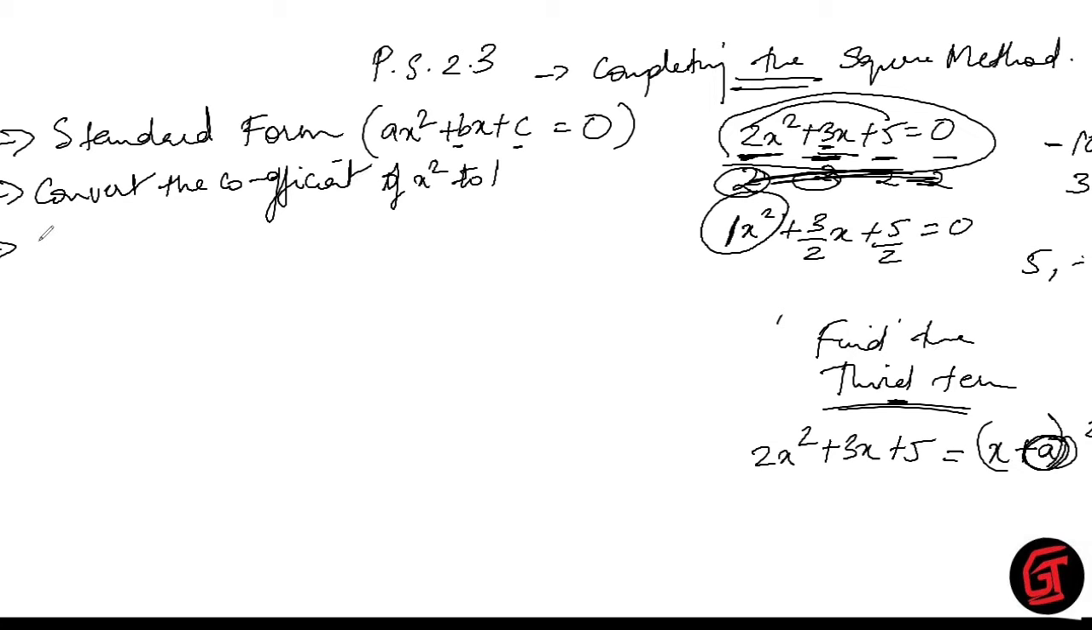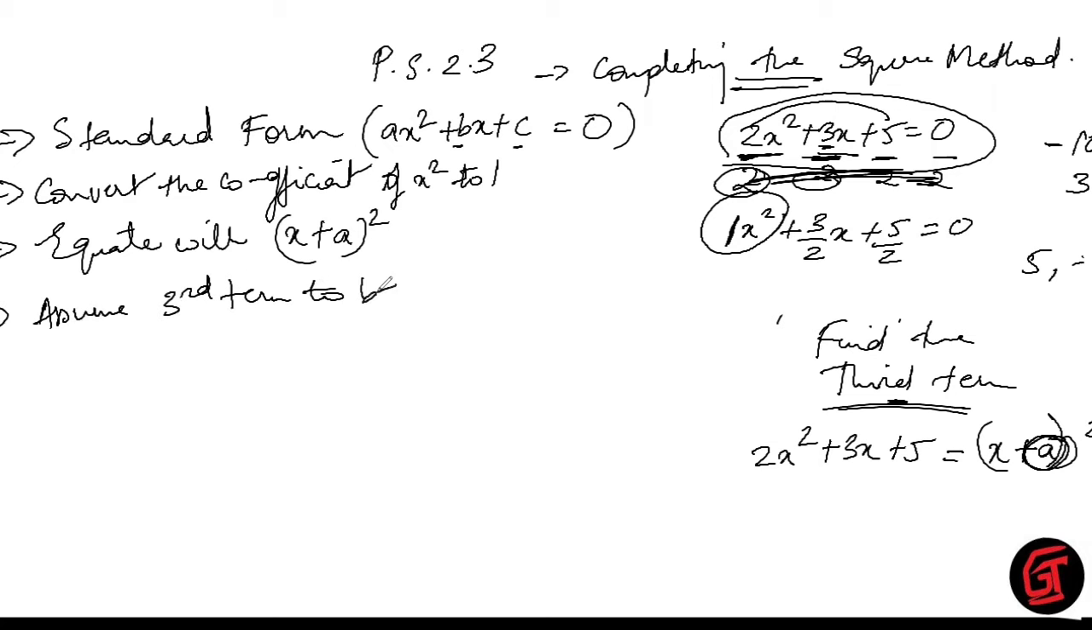So the third step is to just write it down. Equate with x plus a the whole square. Okay, write these three steps. When we do a sum, we will understand this perfectly. Now suppose we do x plus a the whole square. The last step is to assume the third term to be nothing but k. We assume it to be k, and then we solve and find the answer.